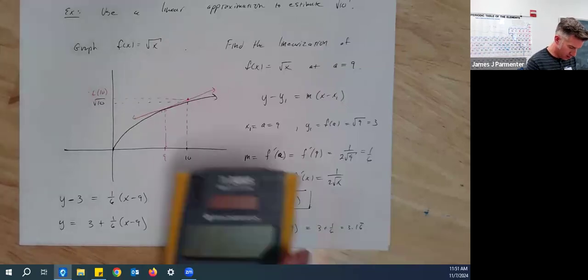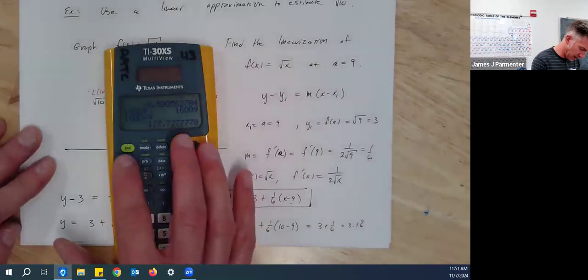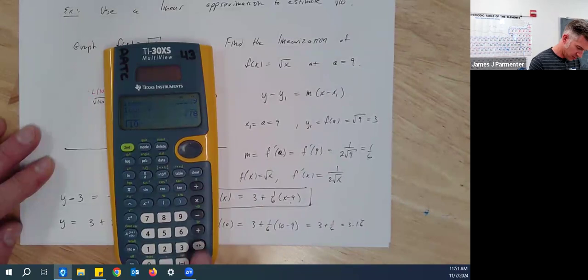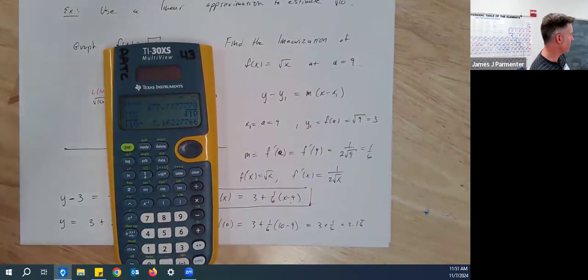You pull out a calculator, and you can see that the square root of 10 is actually approximately, super annoying, 3.1622. So look, we had a pretty good approximation, right? The first 2 decimal places were right on, and the third decimal place is where we diverge. They have a 2, we have a 6.